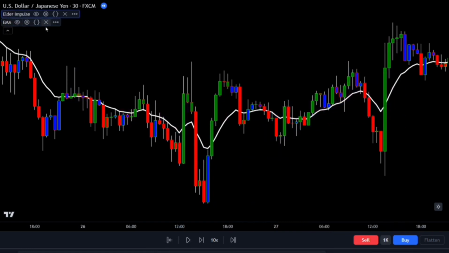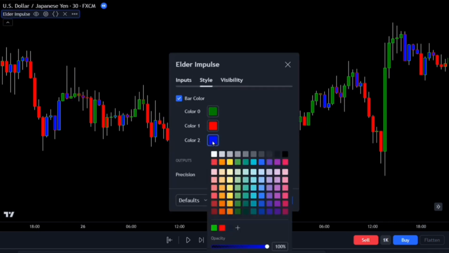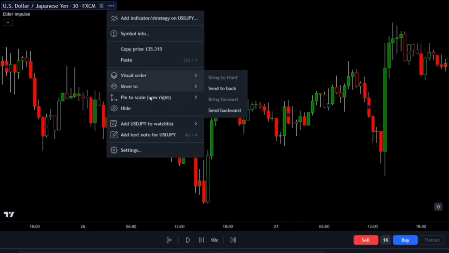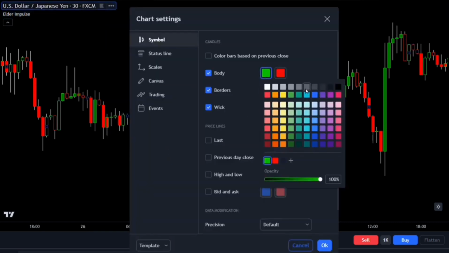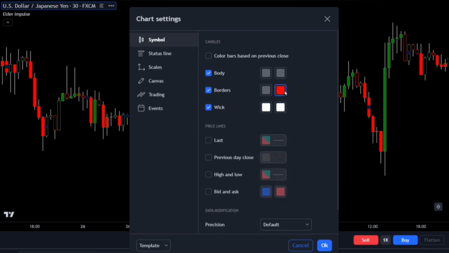Now, let's configure the settings. Open the indicator style settings and change the color number 2 to match the color of the chart. Since the chart is black, we'll use black for this to make it less noticeable. Then, go to the chart settings and adjust the body and border of the candles to ash color. By doing this, the indicator's bar colors will be more visible. Leave all the other settings unchanged.